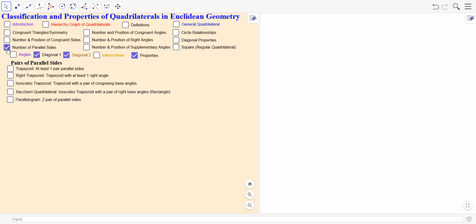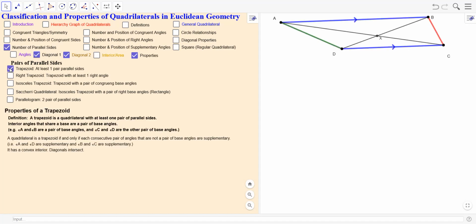Of course, we could have one that doesn't have any parallel sides. That would be a non-trapezoid, but if it has a pair of parallel sides, we call that a trapezoid. And so here's a trapezoid here. There's not a lot of properties of a trapezoid, but there are a few.